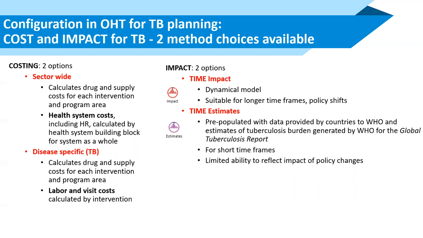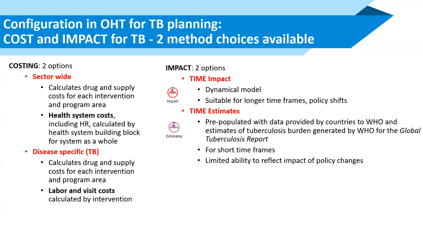The second option within costing is what we would call disease-specific costing or vertical costing approach. You still calculate drug and supply costs for each intervention and program area, but you have the opportunity to calculate labor and visit costs by intervention instead of for the health system as a whole. And so this allows you to estimate the utilization of labor and resources for outpatient visits and inpatient days for TB.